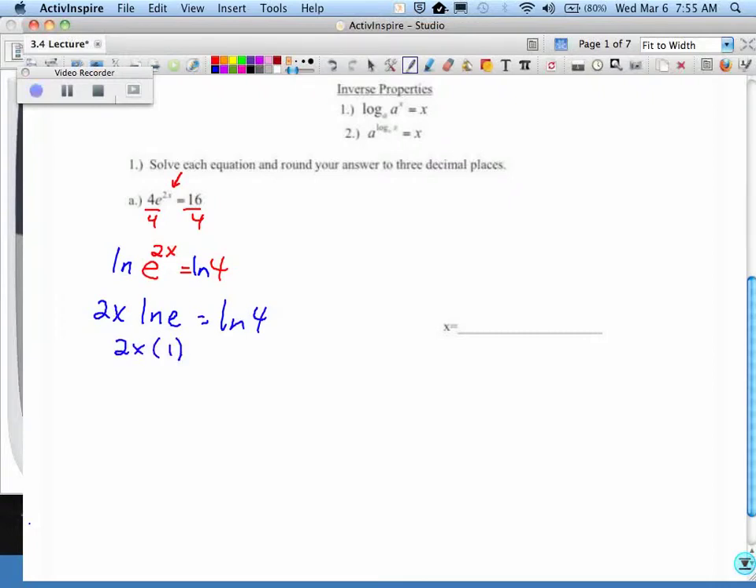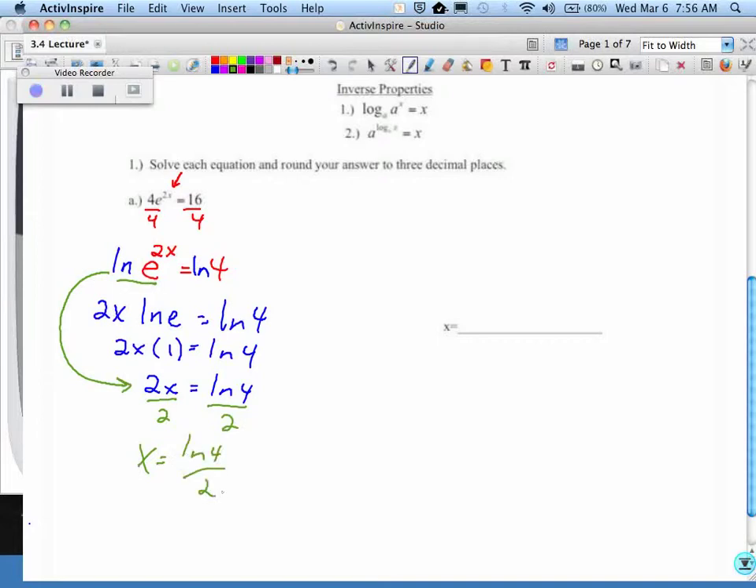So typically, when we do these problems, if you pick the same logarithm base as your exponential base, we're going to skip all those steps and just write that. How do you solve that? ln of 4, divide by 2. So x equals the ln of 4 divided by 2.